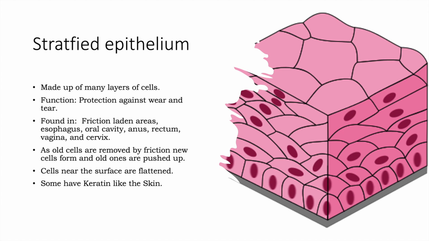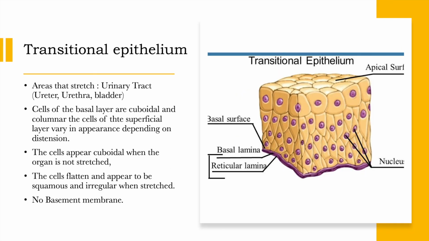So as old cells are removed, new cells form and the old ones are pushed up. The cells near the surface are flattened, and as time goes on, the cells on top will always be renewed. Let's talk about transition epithelium.